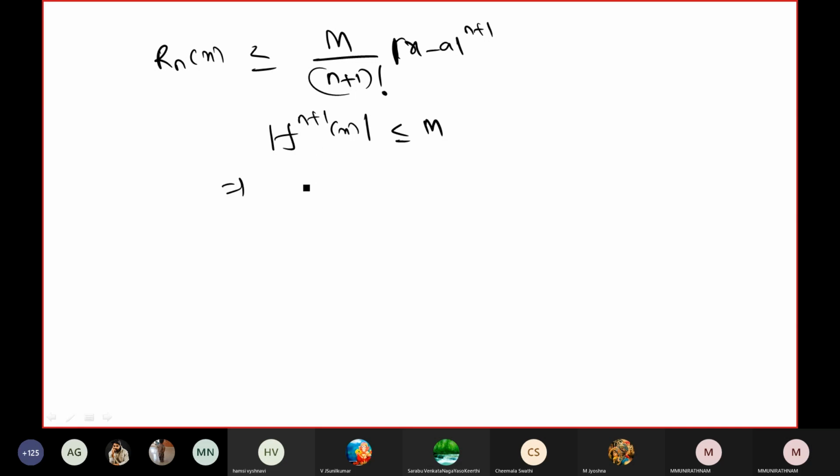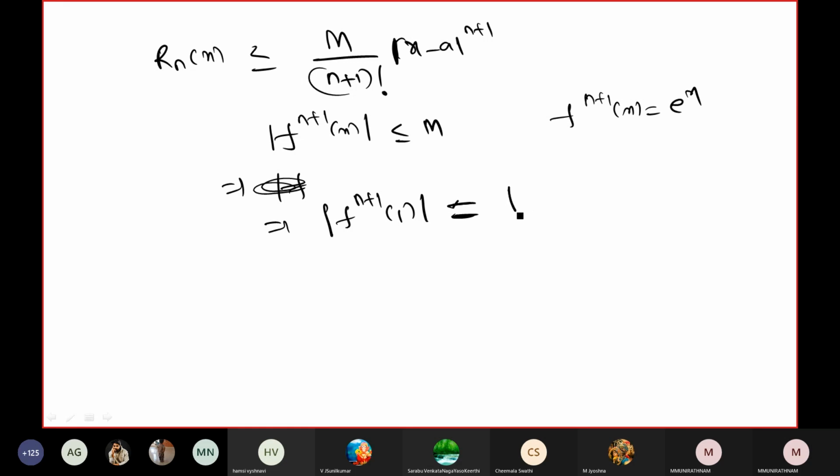So the n plus 1th derivative, f power n plus 1, is nothing but f power n plus 1 of 1. F power n plus 1 of x, with f of x equal to e power x, the derivative of e power x is e power x. Okay? Mod e power 1. So what is the value of mod e power 1?